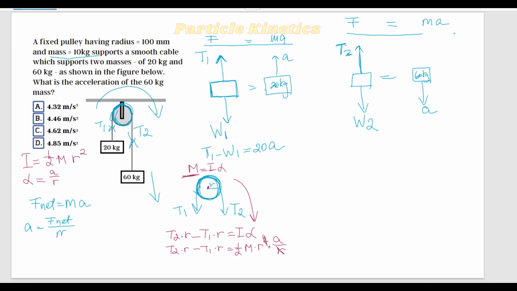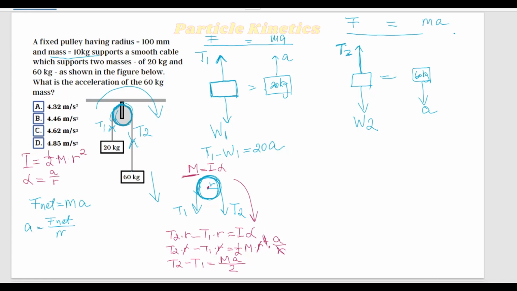R with R goes away, and then we have all of these R's that also go away, and we can rewrite this equation as T2 minus T1 equals 2mA over 2. I'm just looking here at those formulas, and I have m here and m there.